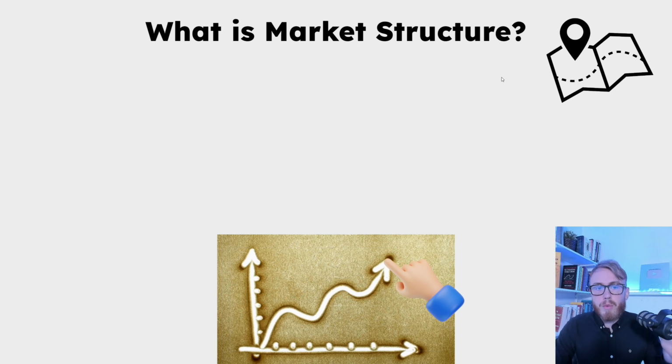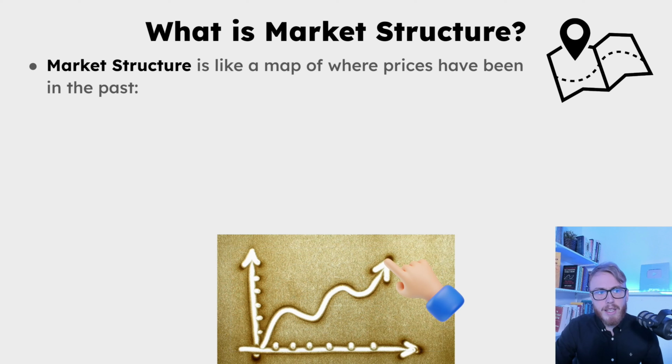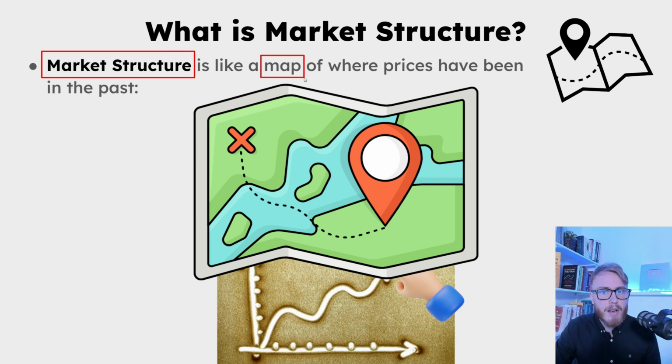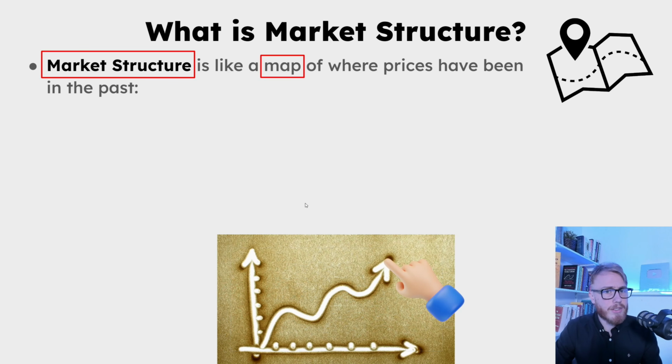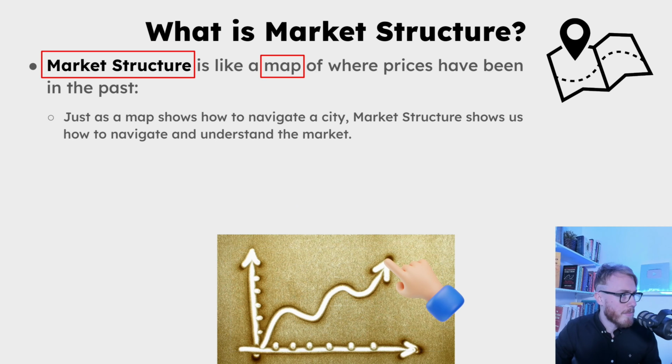Alright, so what is market structure? In very simple terms, I would explain market structure as a map of where the prices have been in the past. And what on earth do I mean by a map? Why is market structure a map?